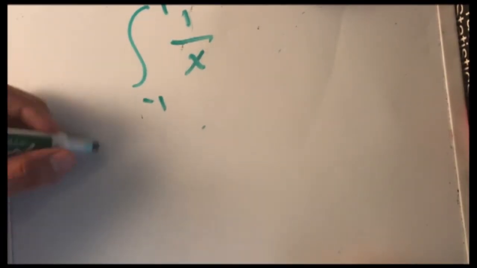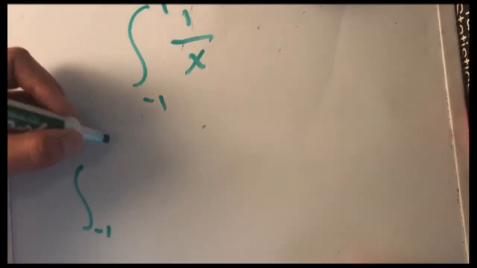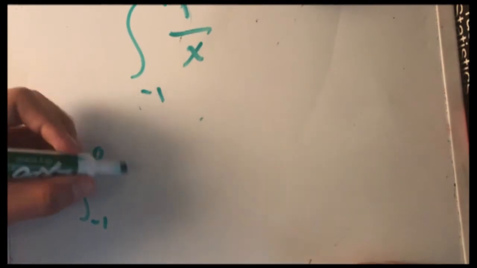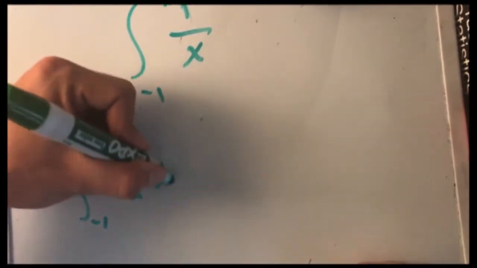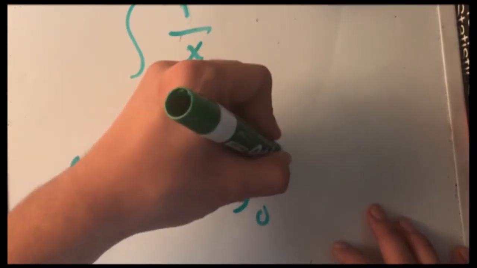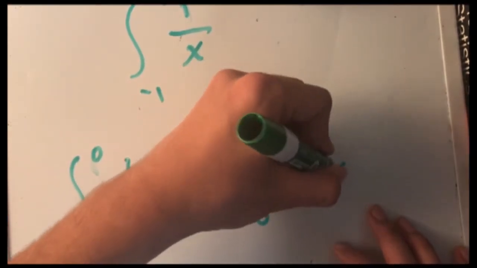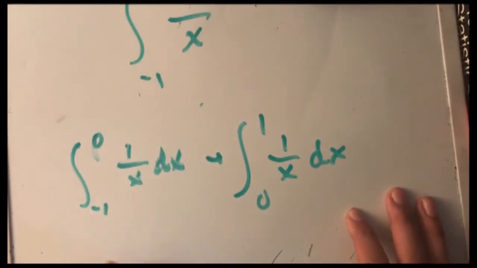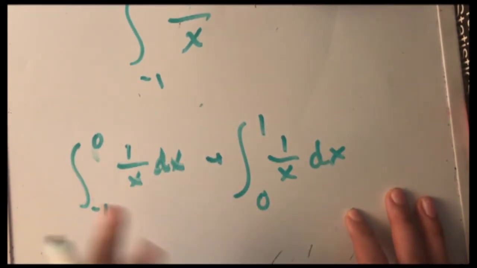this at 0. So this means that we have two integrals: the integral from -1 to 0 of 1 over x dx, sorry, I forgot the dx up there, plus the integral from 0 to 1 of 1 over x dx. Perfect, awesome. Now what we can do is, 0 is where we want our limits. We want our limits at 0.